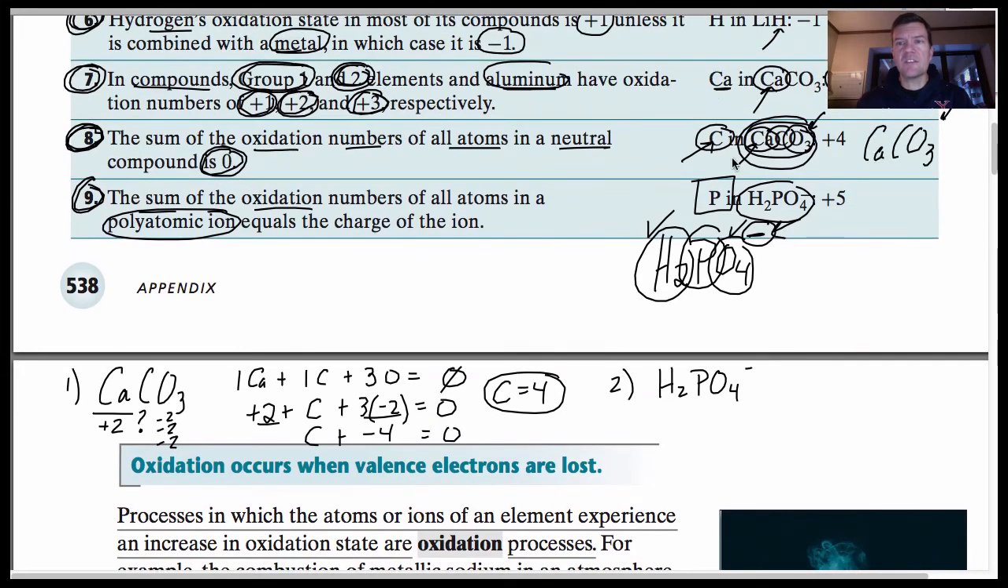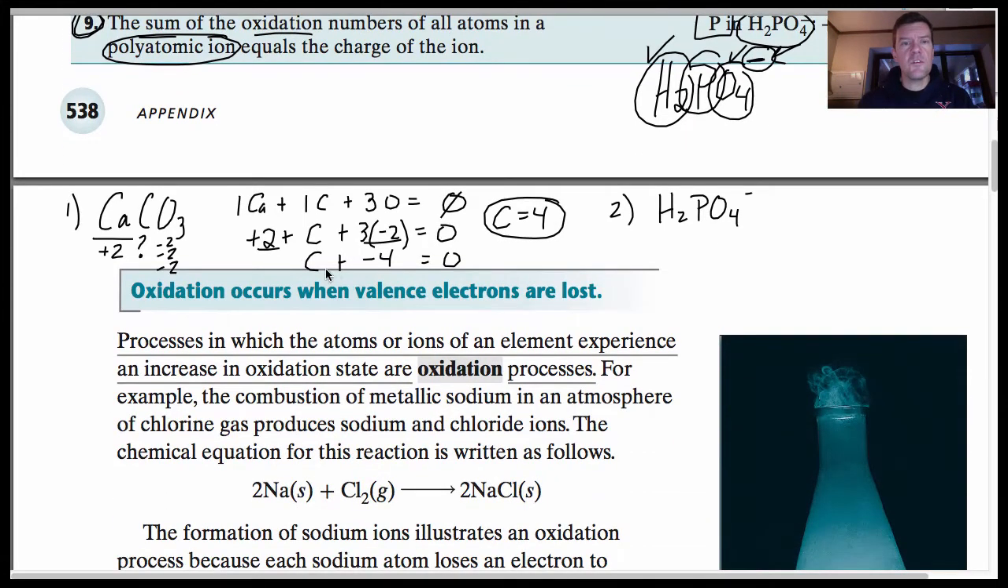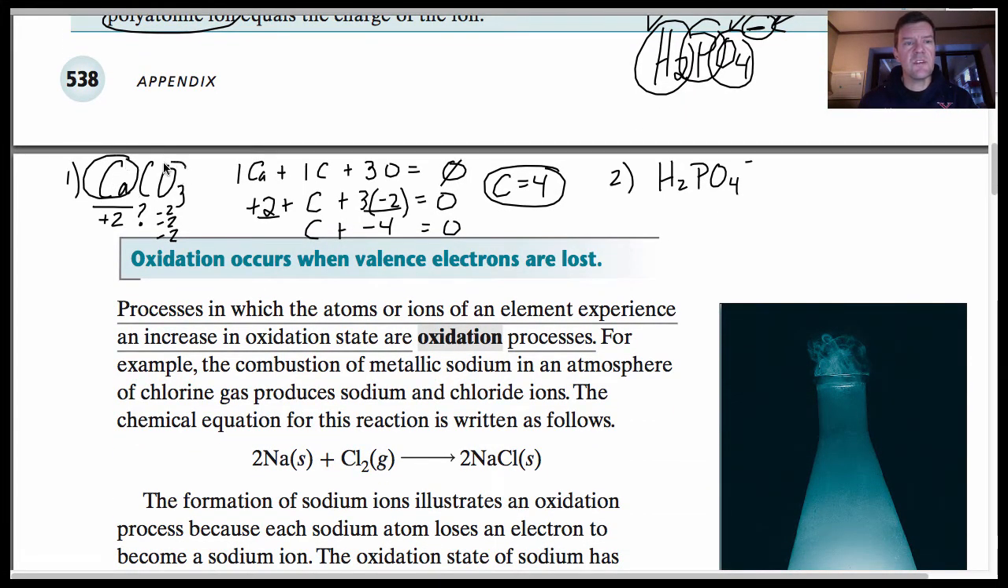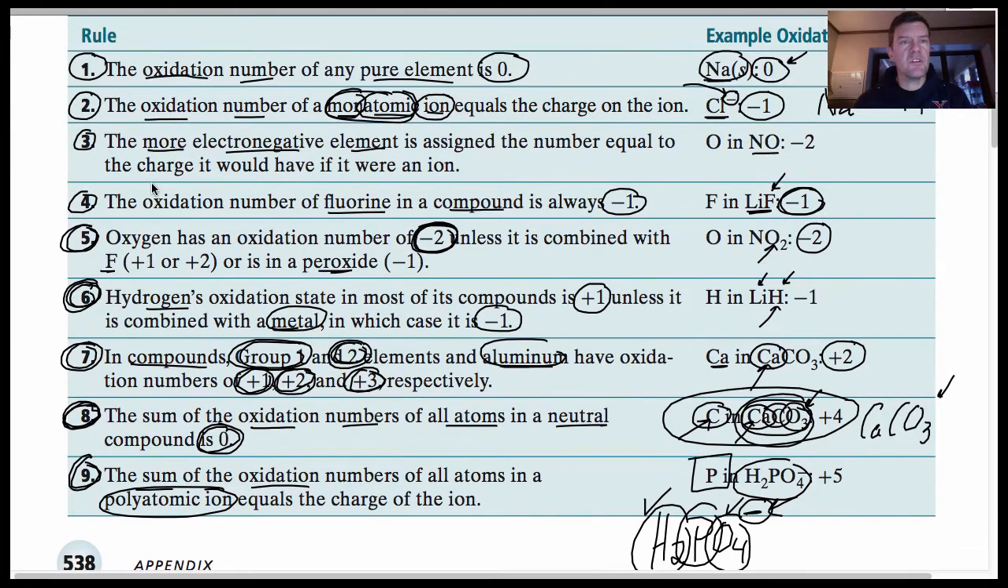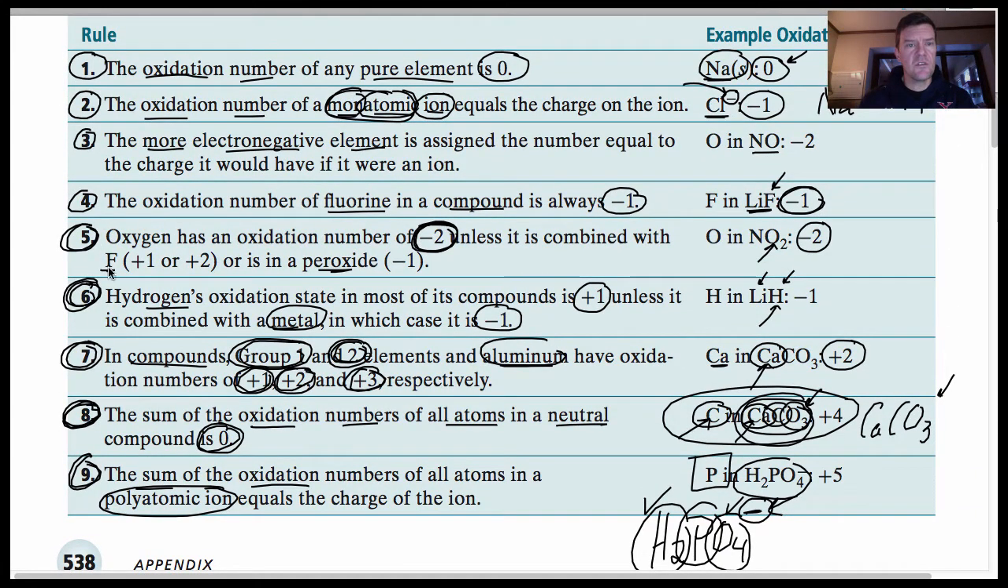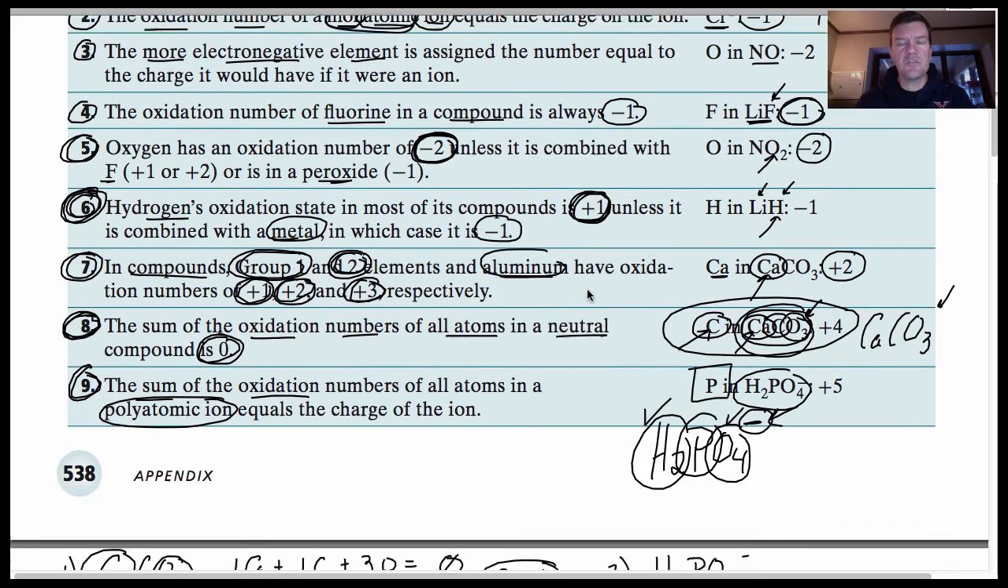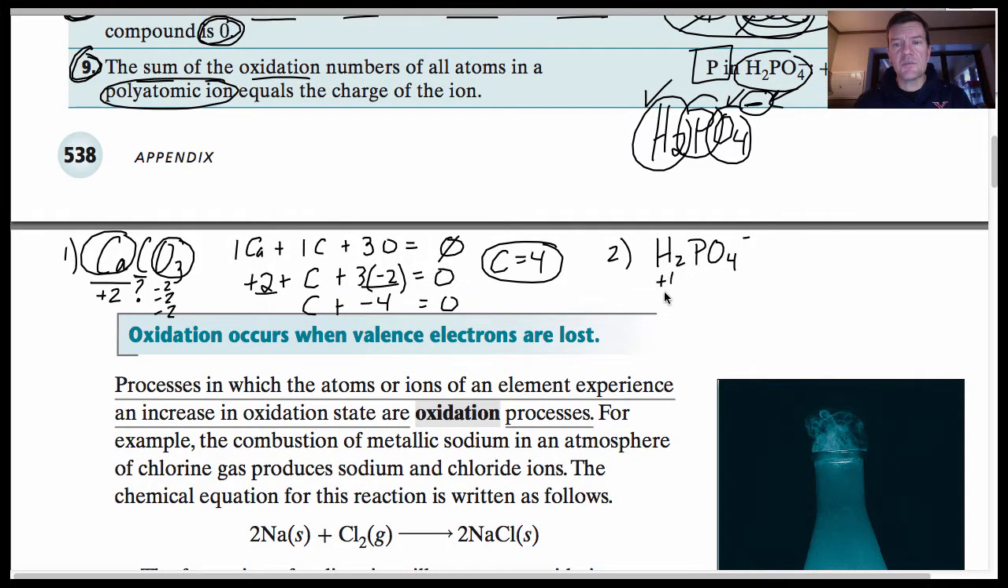Okay? And that's what they showed up here in our example. They were able to find carbon to be 4 because they know the calcium, we know the oxygen, and we were able to find the carbon because they all have to add up to 0. Okay? Let's look here at this one, H2PO4. This is phosphoric acid, and we're able to find hydrogen. If we look up here in rule number 6, hydrogen is a +1. Hydrogen's a +1. And there are 2 of them, so +1, +1.